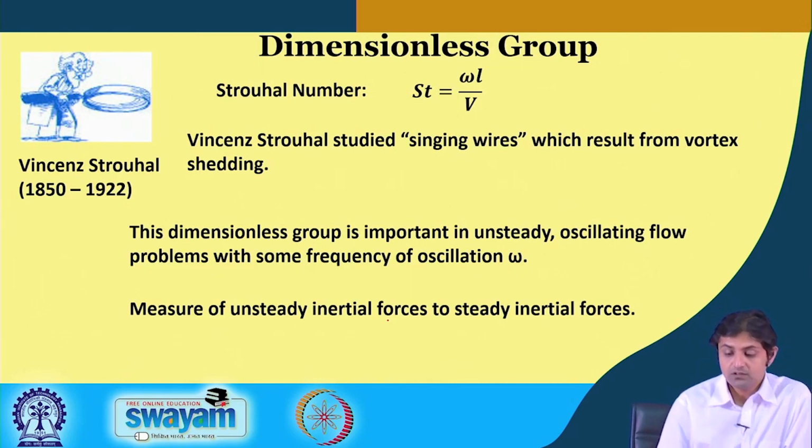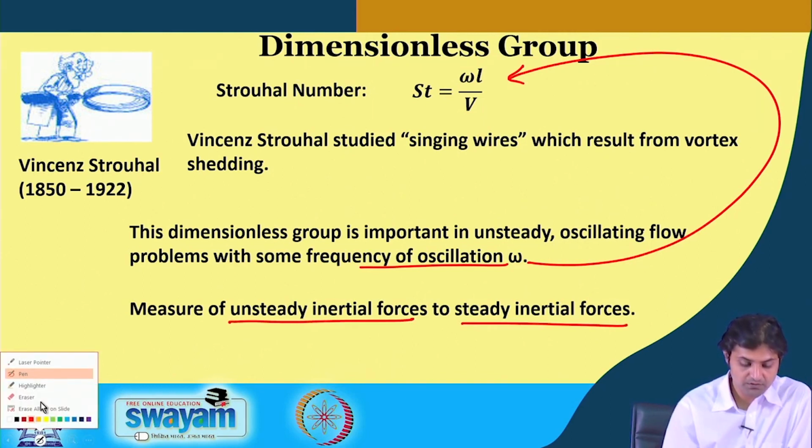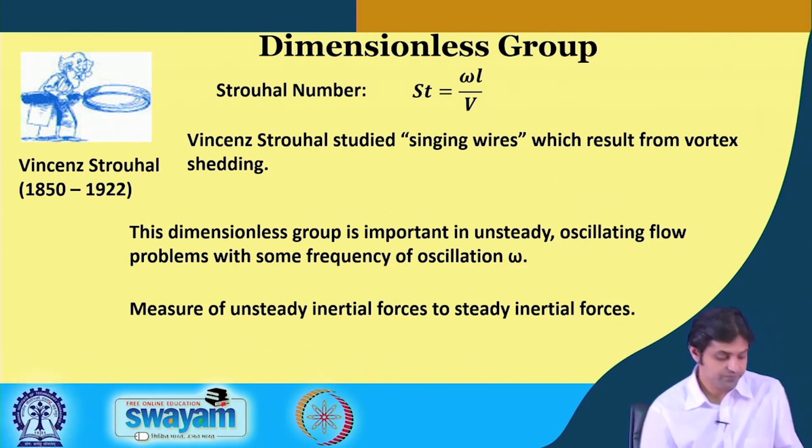Strouhal number, given by Vincent Strouhal. He studied singing wires which result from vortex shedding. This dimensionless group is important in unsteady and oscillating flow problems. This oscillating flow has, suppose, the frequency of oscillation omega, and this is how this is given. It gives a measure of unsteady inertial forces to steady inertial forces, and this is quite an important number.